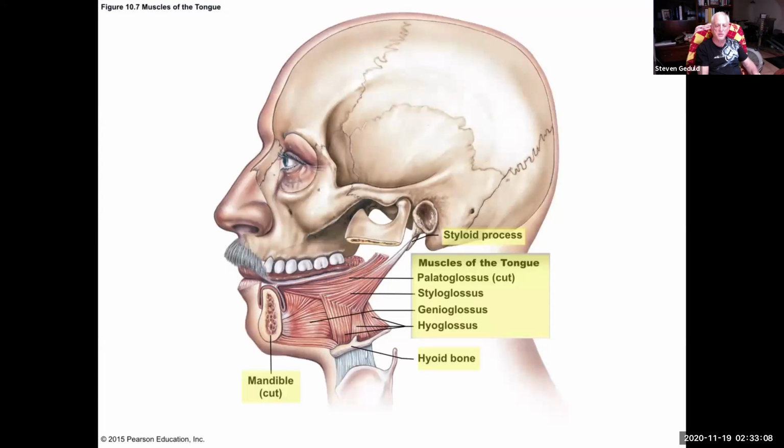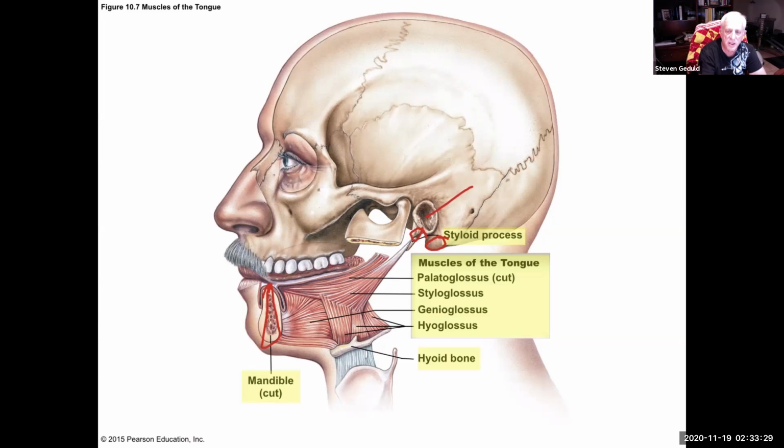Okay. And if you look at the different muscles of the tongue, this is the mandible. It's cut away here. See how it's cut through there? This is your styloid process. Remember, that's just anterior to the mastoid process on the skull. Styloid process is just inferior to this opening here, which is the external acoustic meatus for your eardrum.